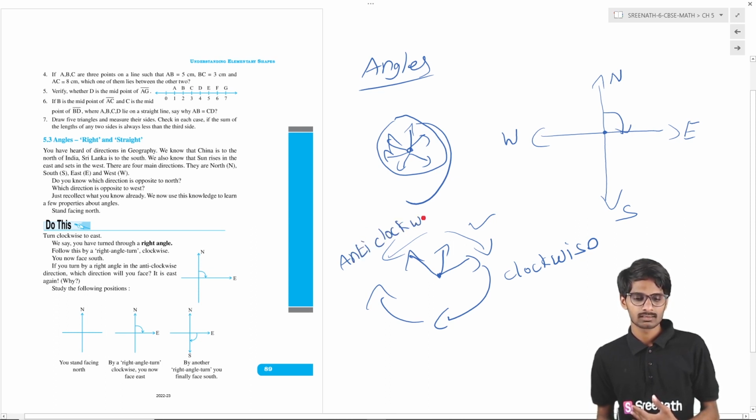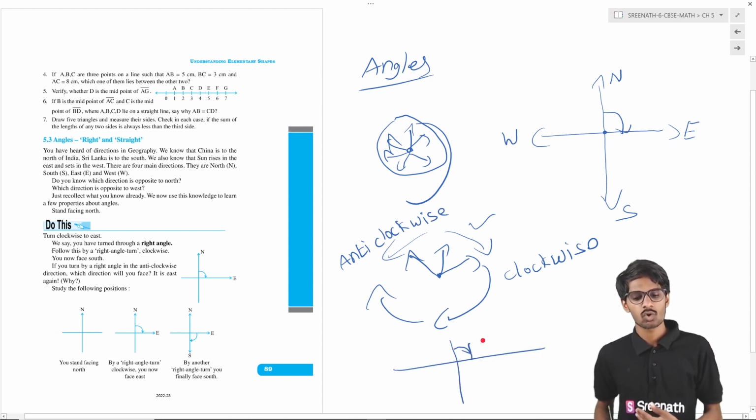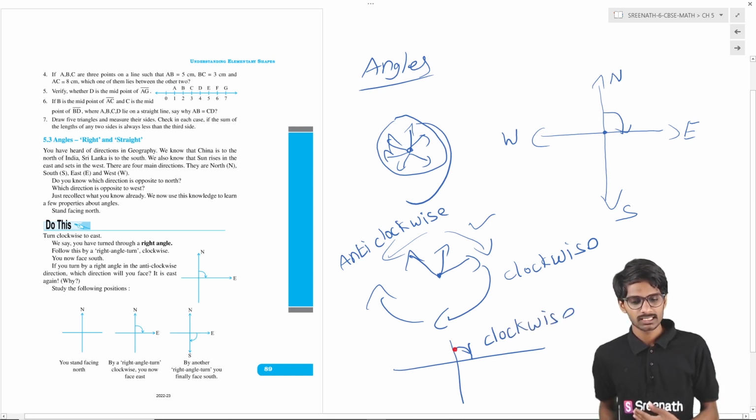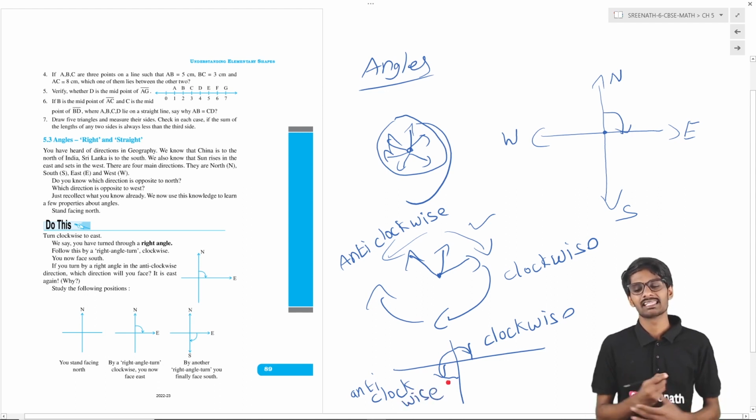Anti-clockwise direction. So if we show that it is moving this side, we call it clockwise. If you say it is moving this side, we say it is anti-clockwise. So you have to understand what is clockwise and what is anti-clockwise, students.